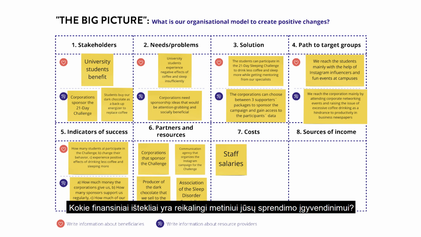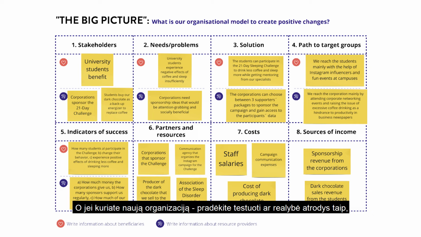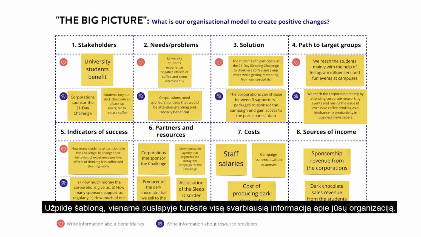And then the costs. What are the finances to sustain the annual implementation of the solution? And then the sources of income. How much money do you need to cover the costs concerning offering the solution to the beneficiaries? After filling in the template, analyze the situation, if your organization already exists, or start testing your assumptions whether the reality would really look like this if you are in the process of establishing a new initiative. As a result of filling in the template, you have gathered everything important about your organization on one page.